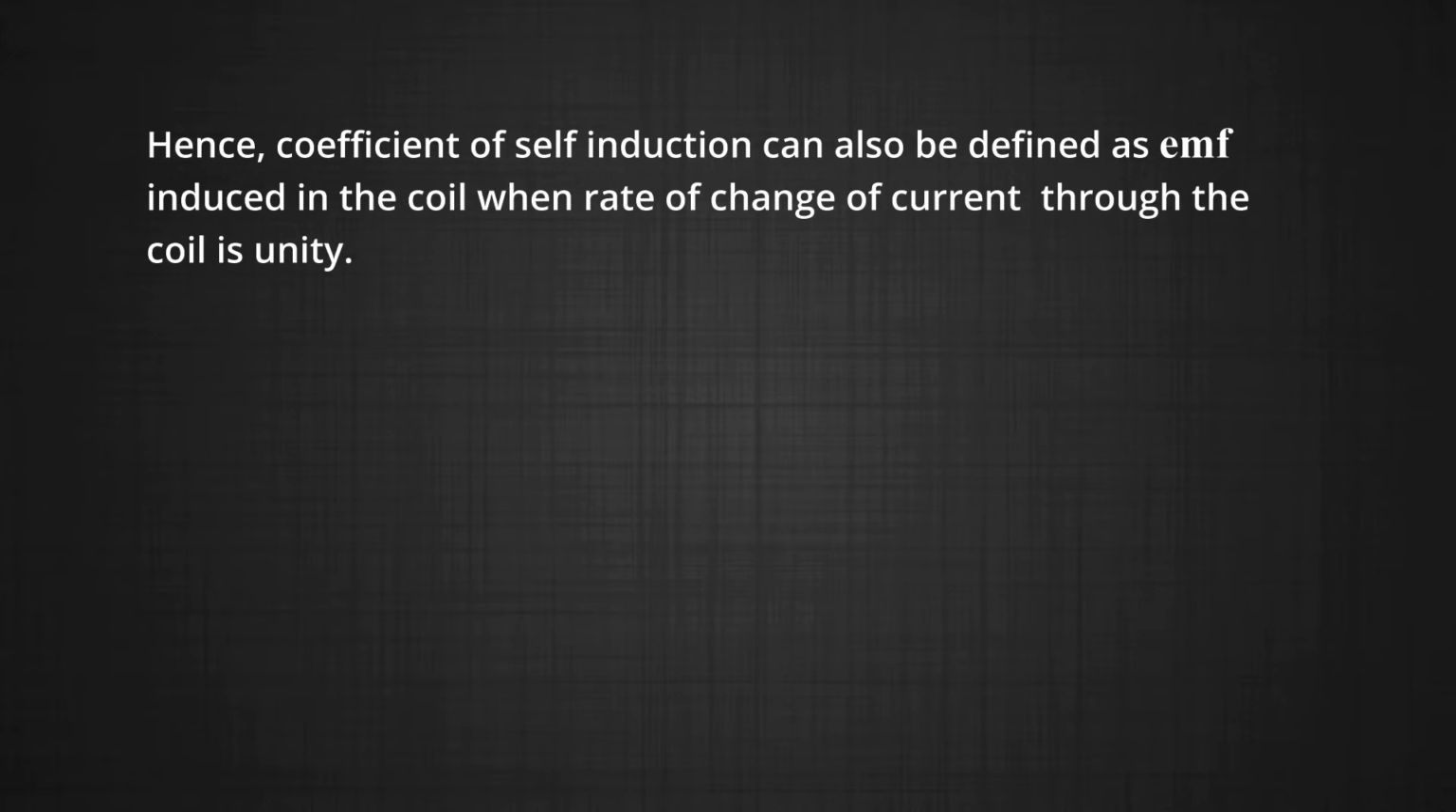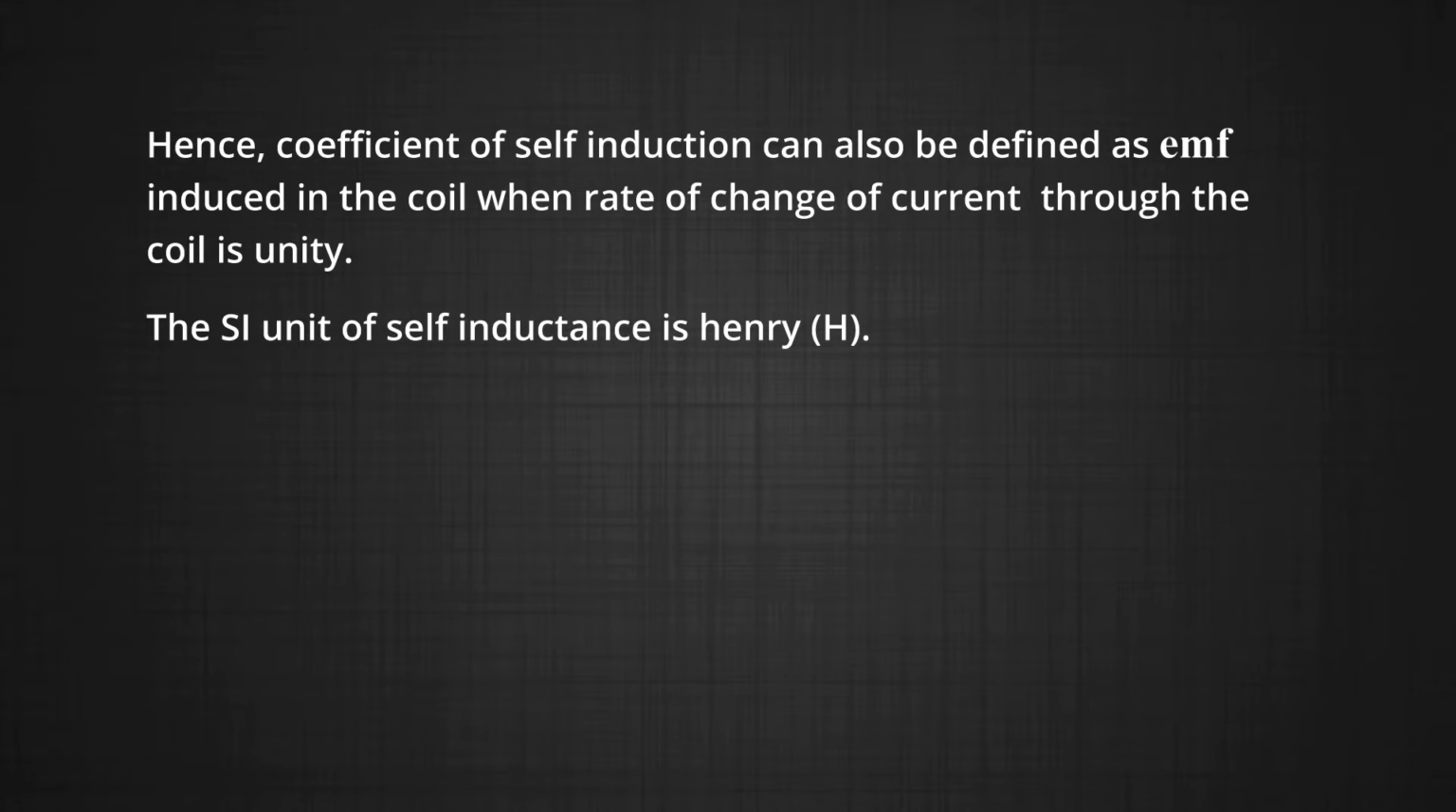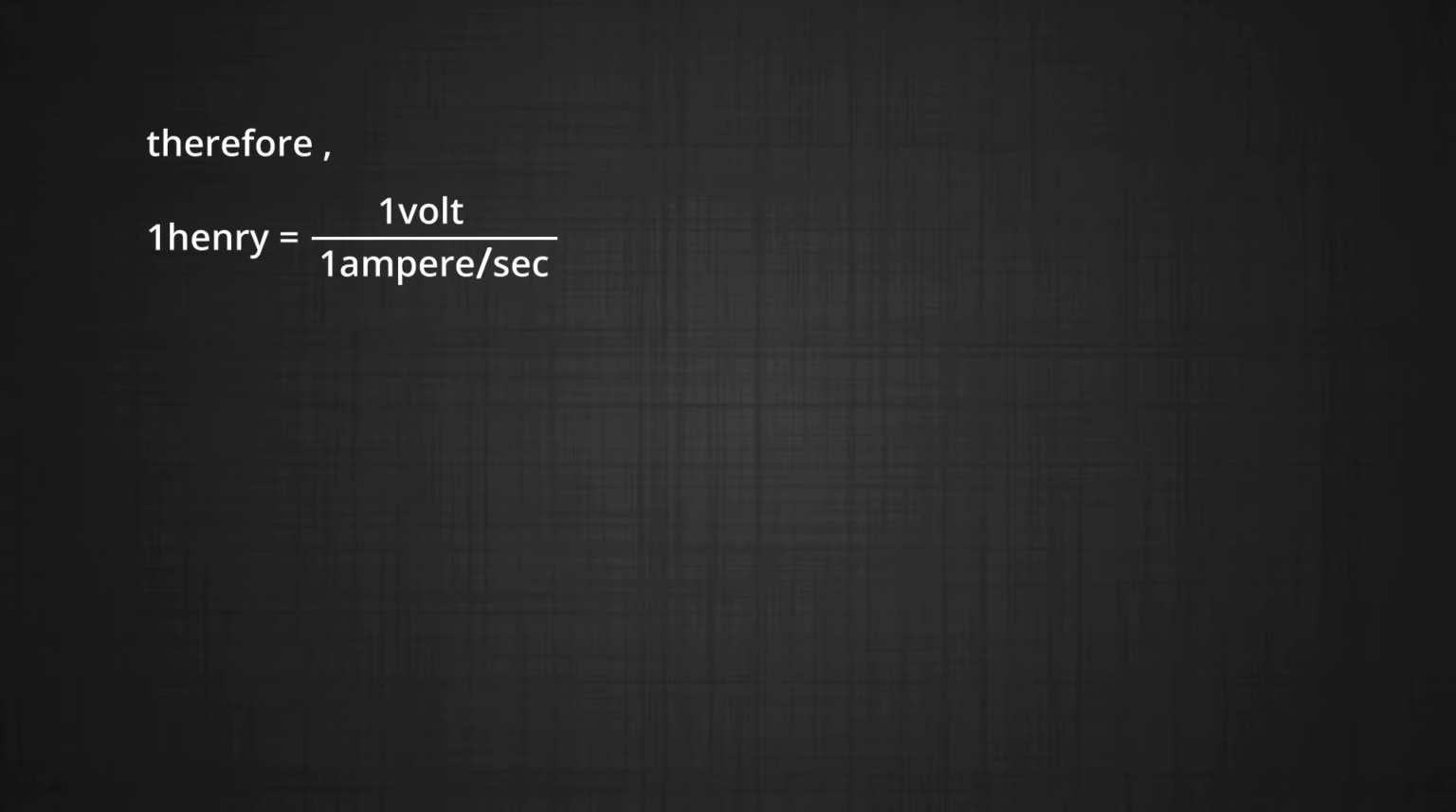Hence, coefficient of self-induction can also be defined as EMF induced in the coil when rate of change of the current through the coil is unity. The SI unit of self-induction is Henry, represented by capital H. Now, we can say that L is equal to minus E upon di by dt. So, 1 Henry will be equal to 1 volt upon 1 ampere per second, or 1 Henry is equal to 1 volt second per ampere.